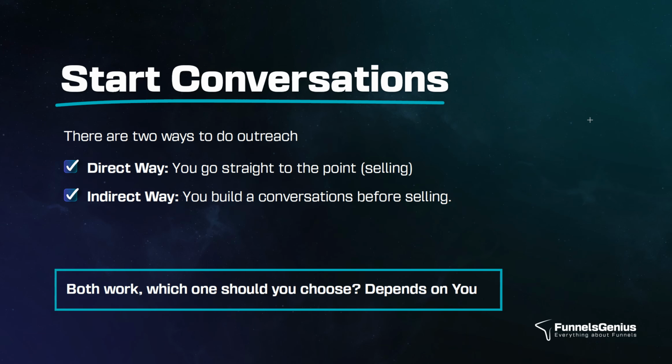Now, starting conversations is one of the most important parts of outreach: the conversation itself. But don't neglect everything we talked about, because if you neglect it, you guessed it, you're not going to have great conversations. There are 2 ways to do outreach, or at least 2 ways that I would recommend. The first one is the direct way. You go straight to the point, which is selling. I'm going to give you examples for both. The second way is the indirect way. You build a conversation before selling.